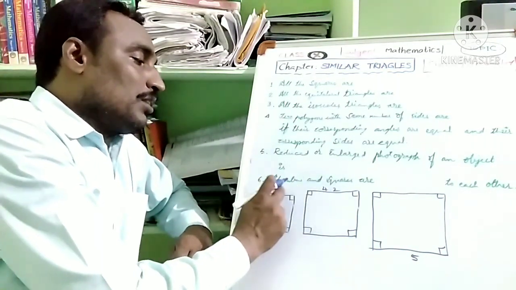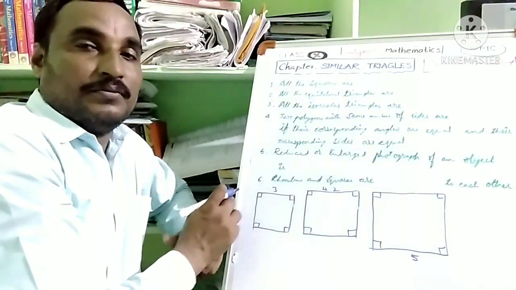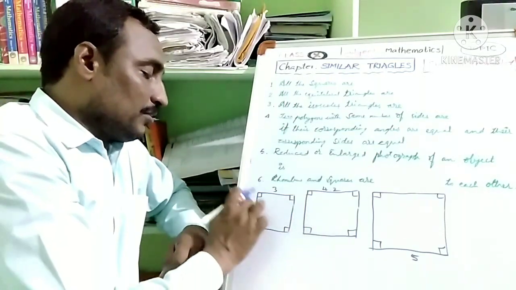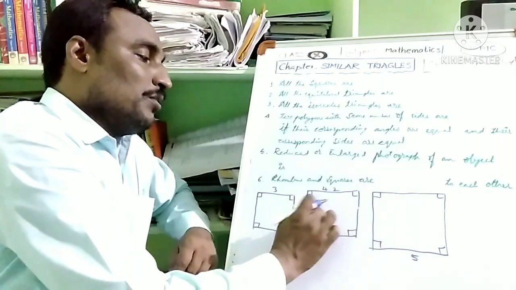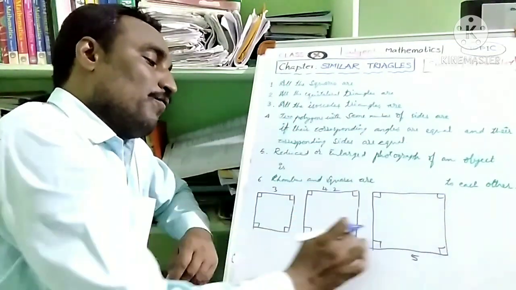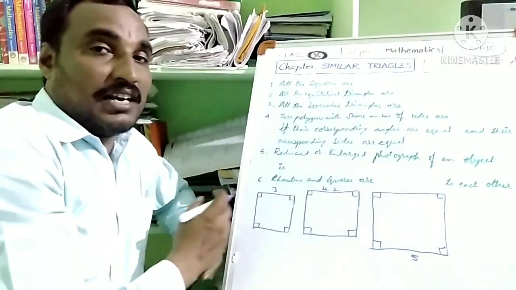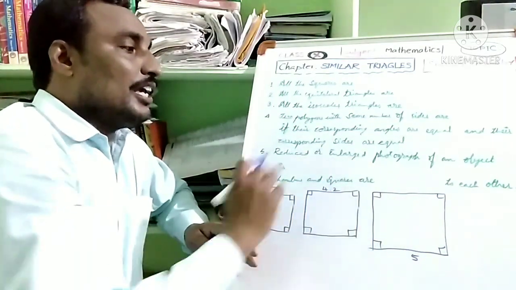Now, 3 to 4.2: 3 by 4.2, 3 by 4.2, 3 by 4.2, the same. Suppose we observe these two, 4.2 and 5: 4.2 by 5, 4.2 by 5. The comparison: corresponding sides are in the same ratio and the angles are equal.